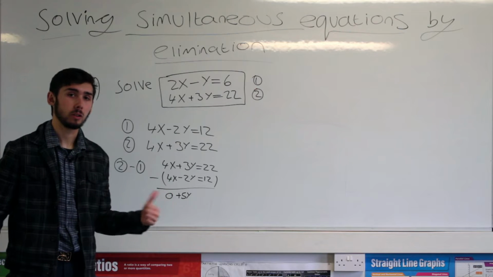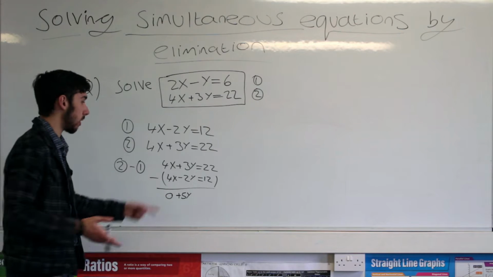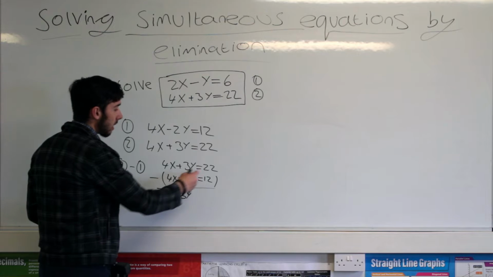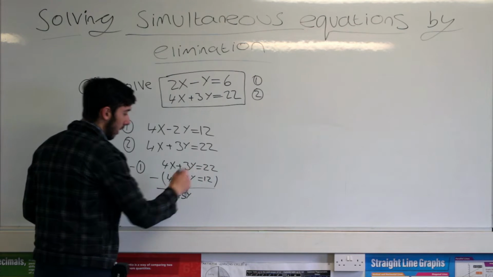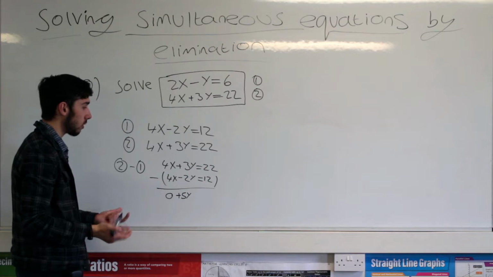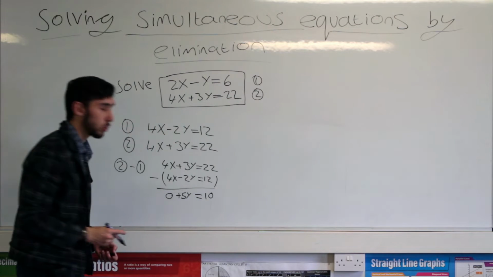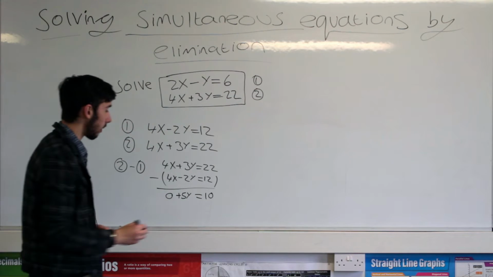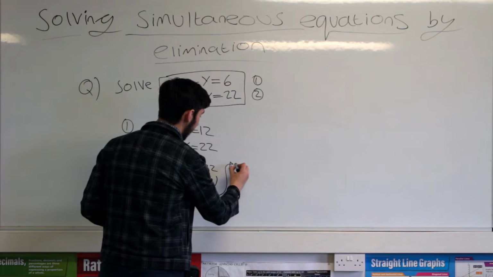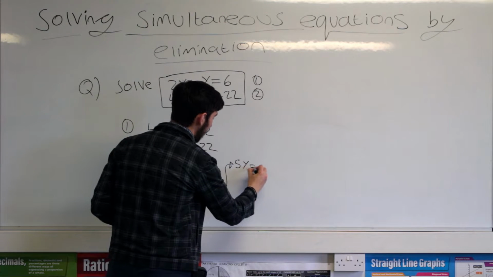If you don't write it out like how I do, that's totally fine. You can write it in a different way. I just sort of like to do this. And then we're going to do 22 take away 12. What is 22 take away 12? It's nothing other than 10. Which means, guys, we now have 5y equals 10.